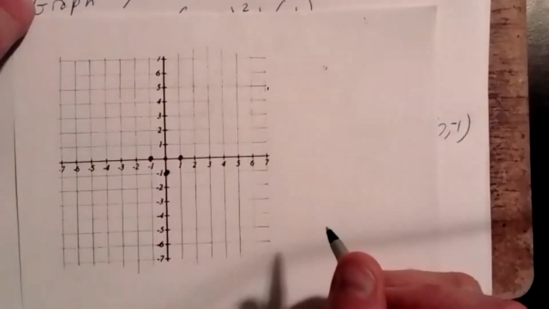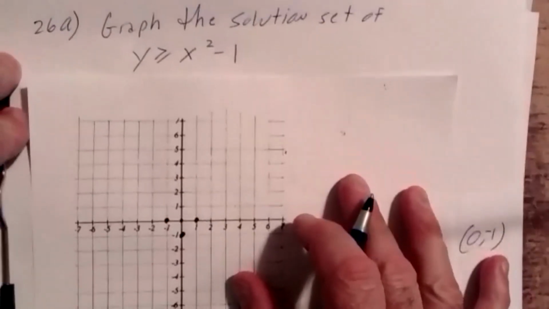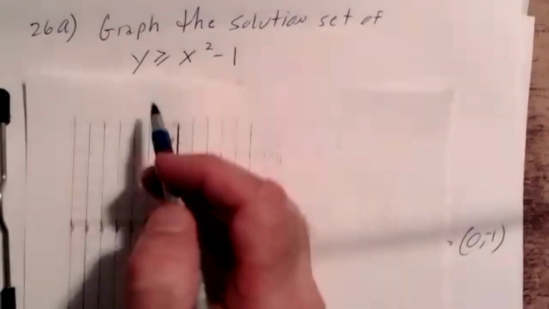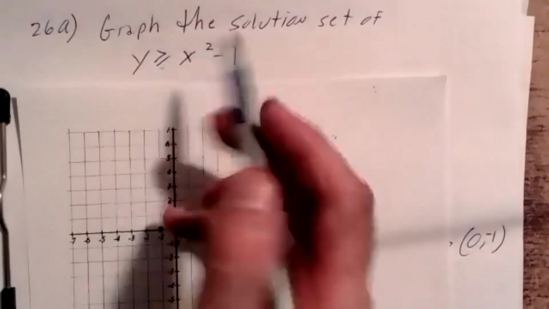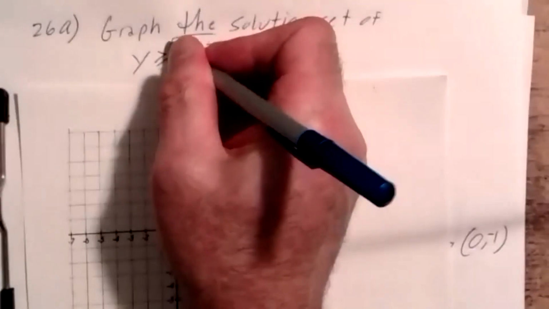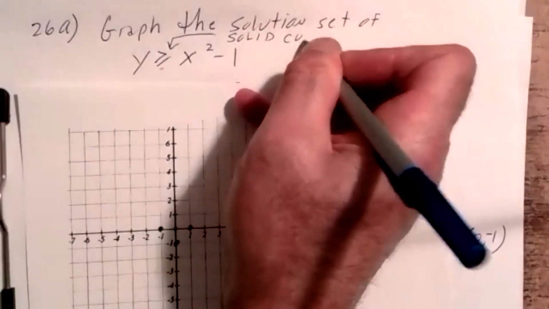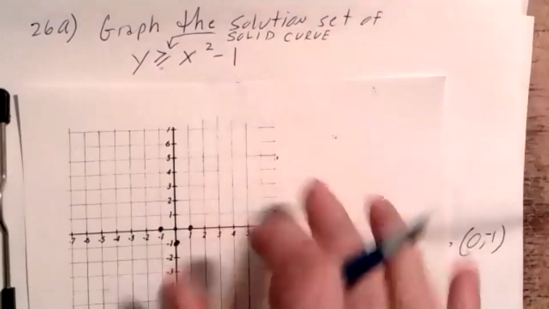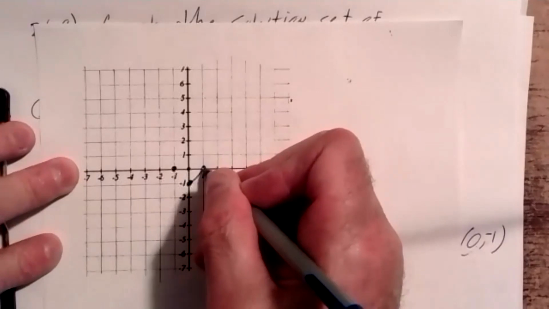The graph opens upwards. Ladies and gentlemen, is this going to be a solid curve or a dashed curve? Solid. Yeah, because we have the equal sign as part of the inequality, we're going to use a solid curve. Hence, here comes our parabolic graph using a solid curve.